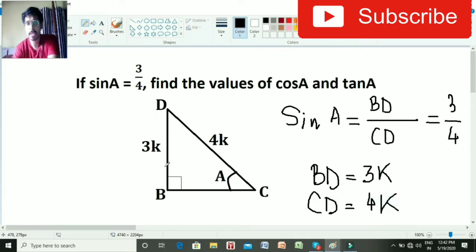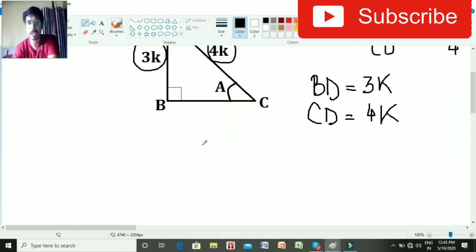Just like that, as you can see, I've already marked it on the triangle. The hypotenuse here is 4K, and BD, which is the perpendicular here, is 3K. So automatically, using the Pythagorean identity or Pythagoras theorem, we can find out the value of BC. So let us first of all find out what is the value of BC.